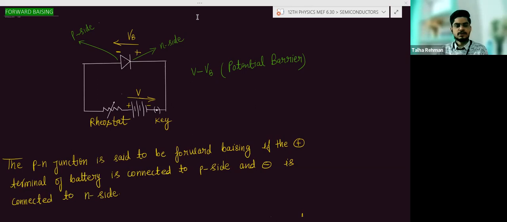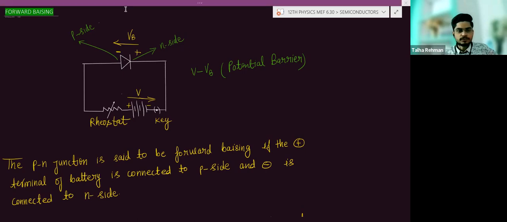So we will discuss. We already discussed this, but again we will revise it once. Forward biasing means this is your diode, PN junction diode. This is P side. This side is N side. This straight line is representing N side, and this triangle is representing P side. So this is PN junction diode, and this is a battery. And this is the rheostat. With the help of the rheostat, you can change the potential difference here.